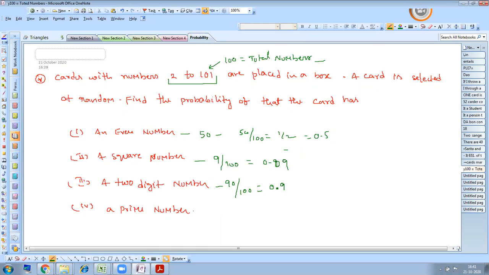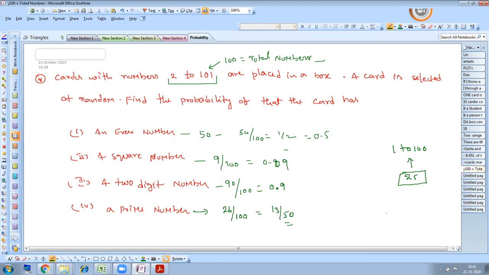How many primes are there? Between 1 to 100, how many prime numbers, guys? Between 1 to 100, there are 25 prime numbers. 101 is also a prime number. Total 26 prime numbers between 2 to 101. So 26 by 100 is 13 by 50.